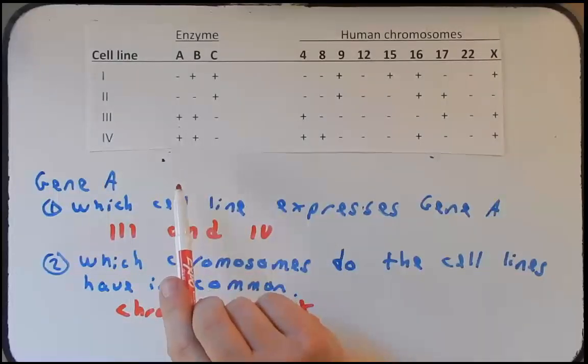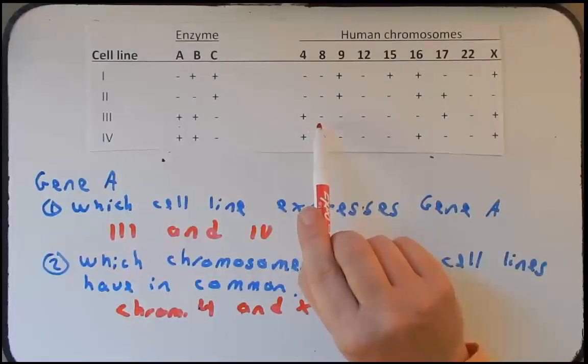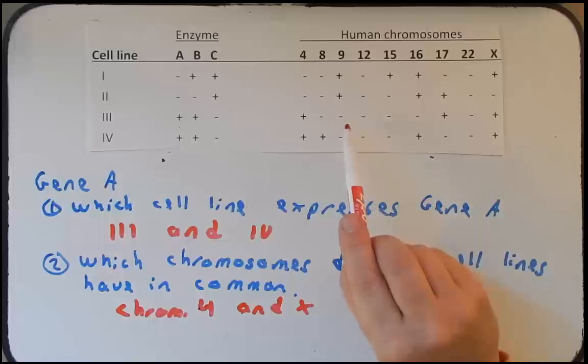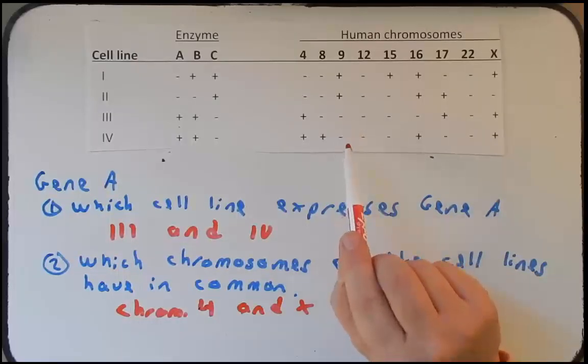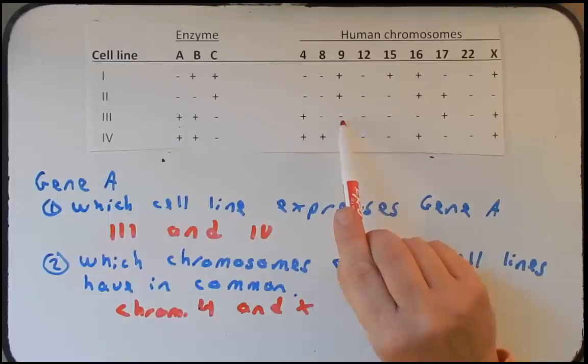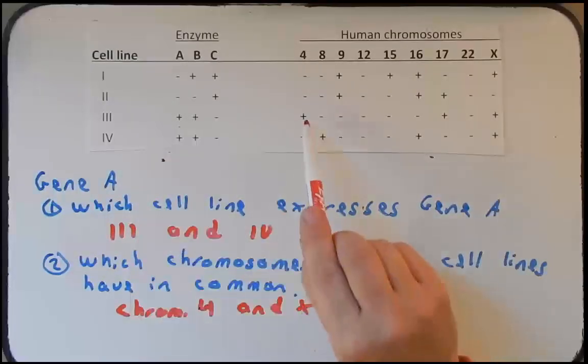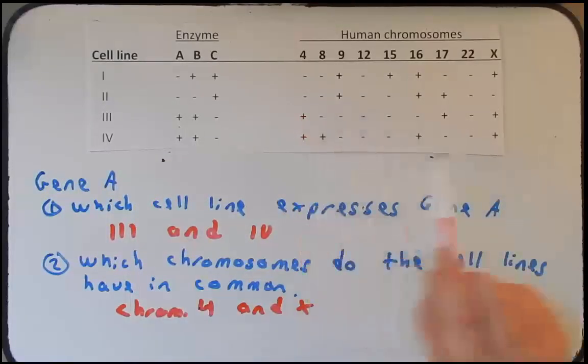The genes are in the chromosome, so we know it can't be chromosome 8, because if gene A was on chromosome 8, we'd see a plus sign here, and we see a minus sign here. Same thing here. We know it's not on chromosome 9, because if gene A was on chromosome 9, we would see a plus sign here and a plus sign here, and we don't. So cell lines 3 and 4 both contain chromosomes 4 and X. Therefore, gene A must be on chromosomes 4 or X.